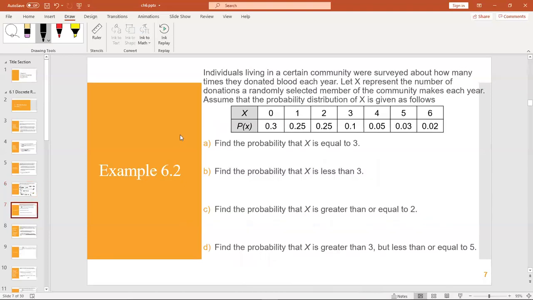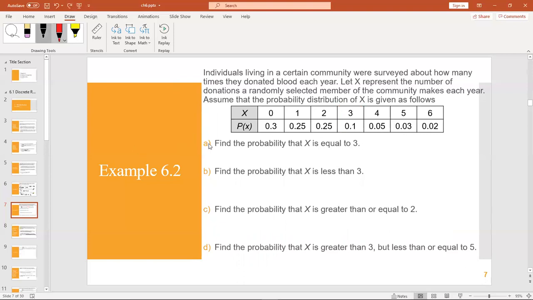All right, so individuals in the community are surveyed about how many times they donate blood. X is the number of times they donate blood. And so for a randomly selected member of the community, this is a probability distribution. Find the probability that X is equal to 3. Well, that just means we're going to look at where the X value is 3. That's going to be this one right here, which is 0.1.